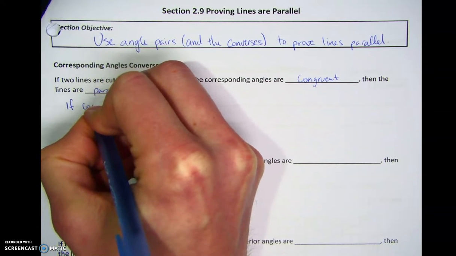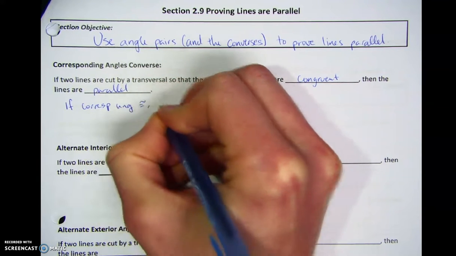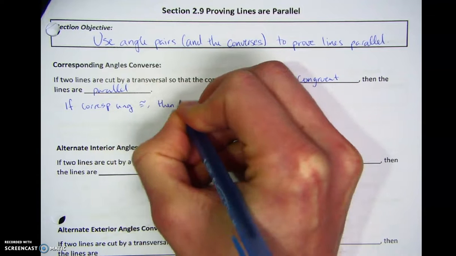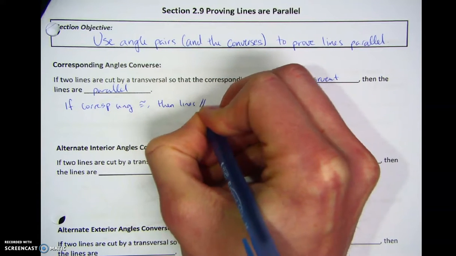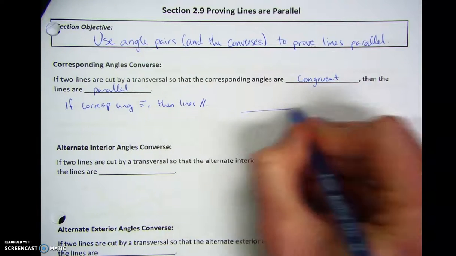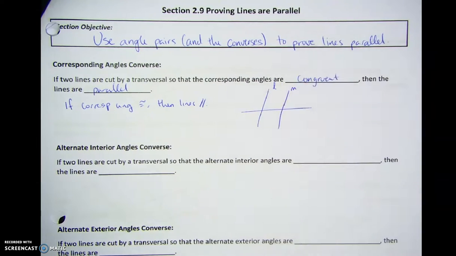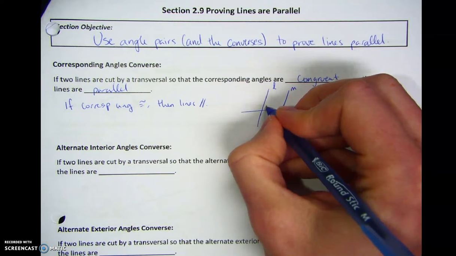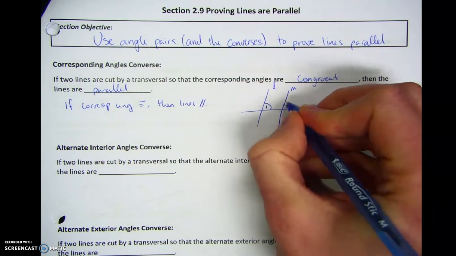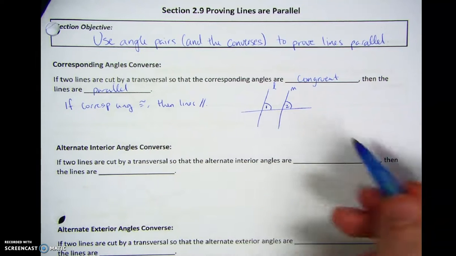If corresponding angles are congruent, then the lines are parallel. So what does that look like? This means in this situation, we're looking at something where we've got lines L and M. They're not labeled as parallel. They're just two lines. And then we have something like angles 1 and 2 labeled as congruent with the congruent angle signs, or maybe the measures are the same.